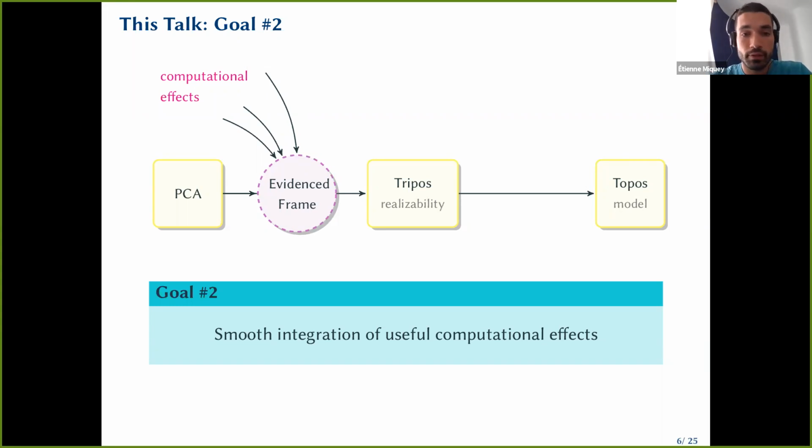And those are the two goals we will have all along this talk: to see how to define such a structure that is really connecting the computational information and the logical information of realizability models, and that also has a way to integrate computational effects.